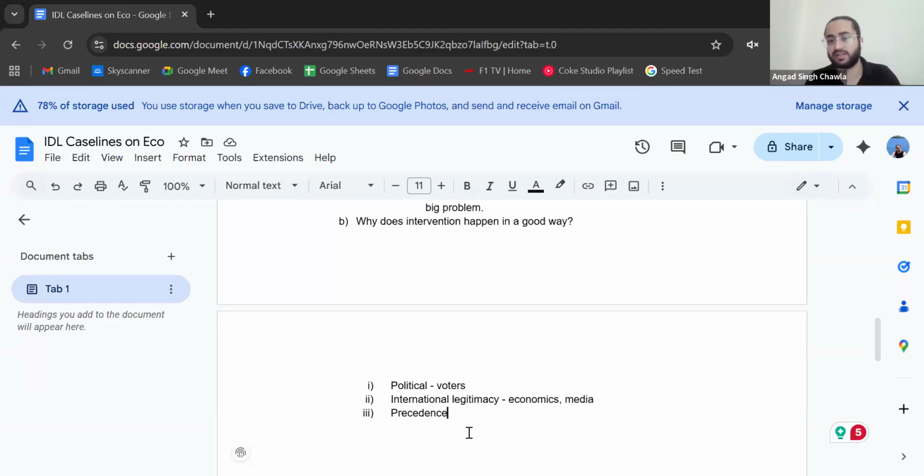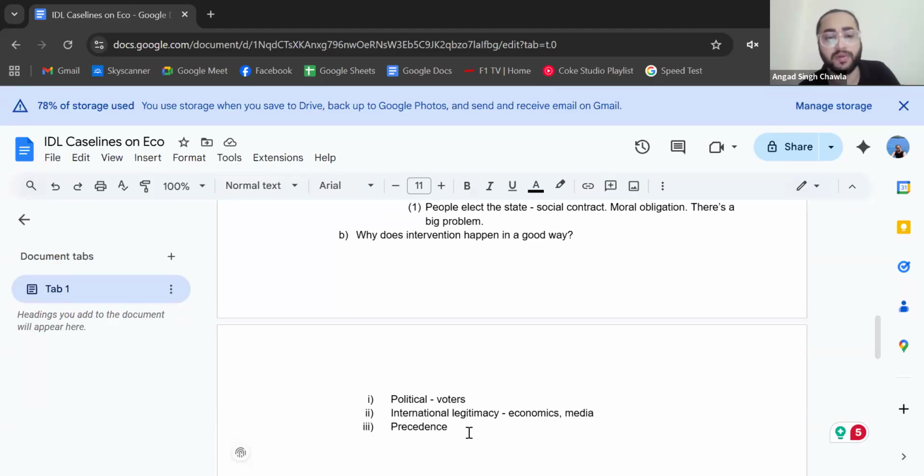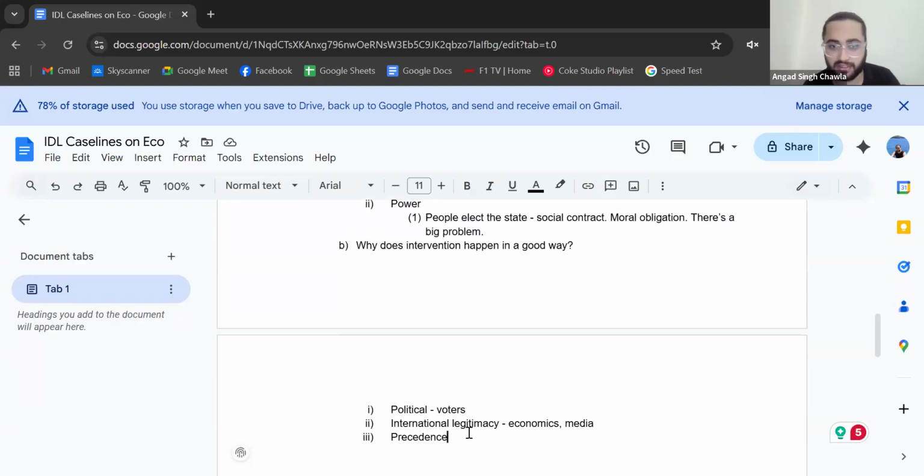So you can use precedents also as a reason for why state intervention happens in a good way. I hope that's clear to everyone. If you have any questions, please let me know.